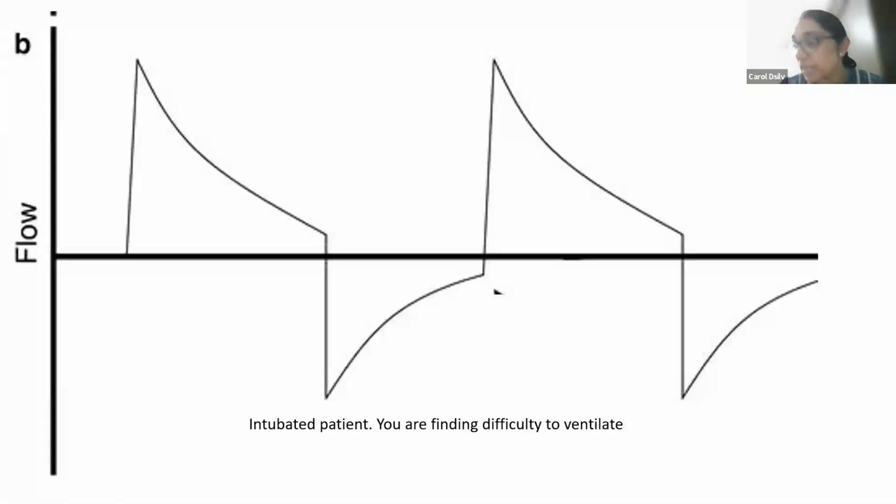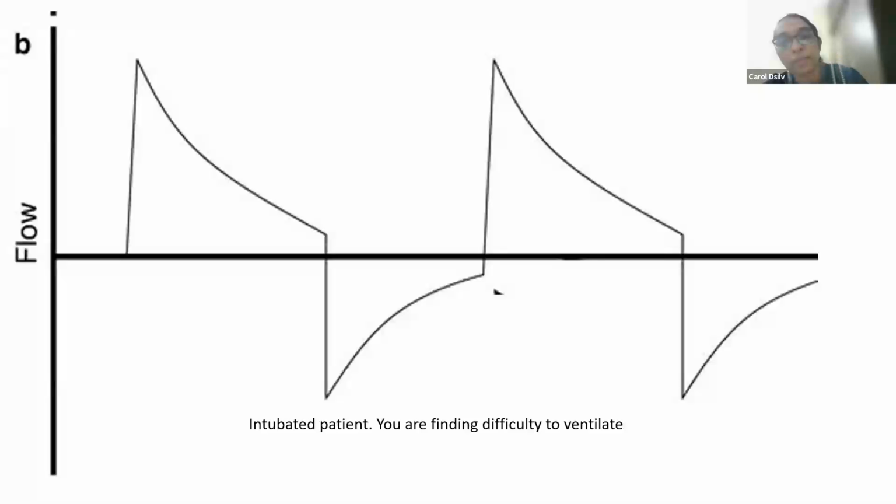This can also be seen in a normal patient if you have kept a high respiratory rate or you've kept a shortened time for expiration. These are other common things that you will have to troubleshoot. So if it's a patient who has a bronchospasm or COPD, obviously you have to tackle that. You have to do the medical management. If it's because of a high respiratory rate, you probably have to lower the respiratory rate. Or if it's because of shortened expiratory time, you've not kept enough time for exhalation, then you will have to come down on this.